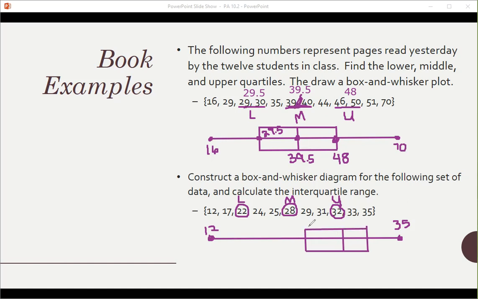I just need to label them. So I have 22, 28, and 32. So here's my data that allows me to see my box and whisker for this data. Let's continue looking.